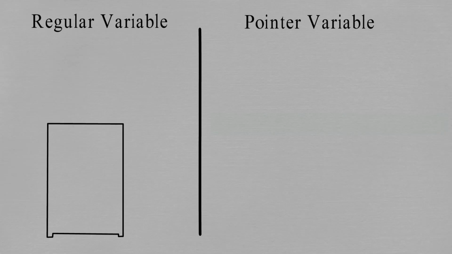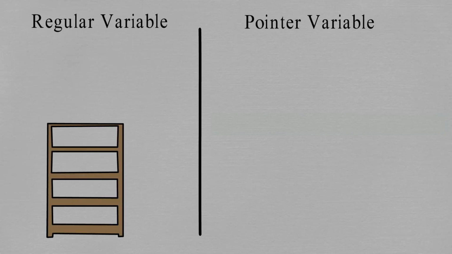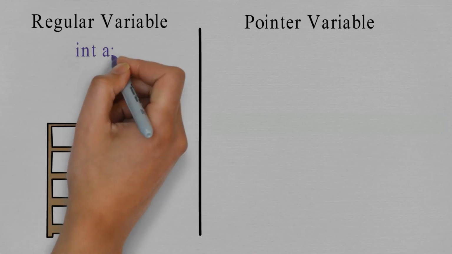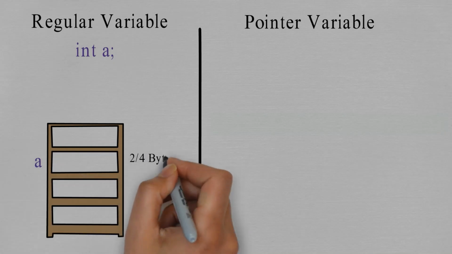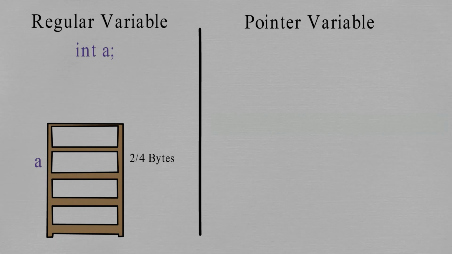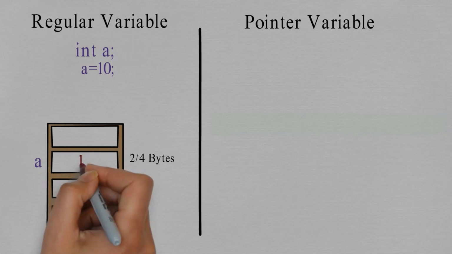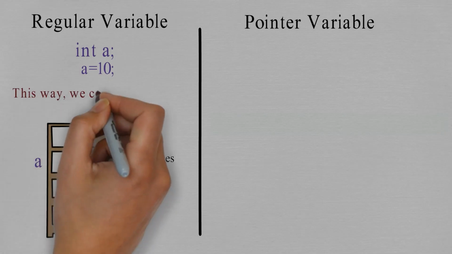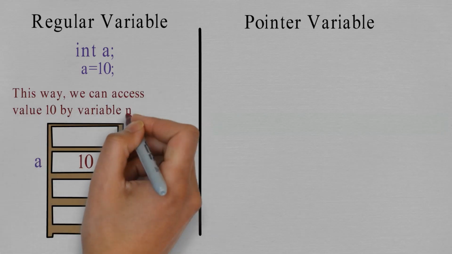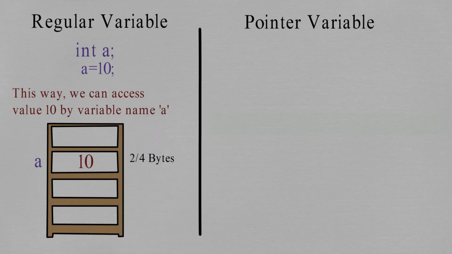So let us again assume the shelf as our computer memory. When I declare any variable in my program, the computer will allocate a random slot for that variable. In this case, it will be 2 or 4 bytes depending on the compiler for the integer. And when I assign any value, it will be stored inside that particular allotted block. In this case, it's value 10. So if I want to access that value 10 anywhere in my program, I just have to use the name of the variable, which is a. And any operation made on variable a will indirectly reflect on that memory slot allotted for variable a.